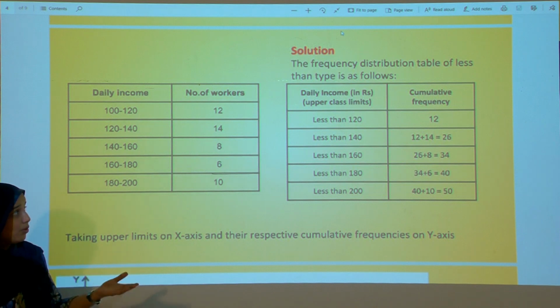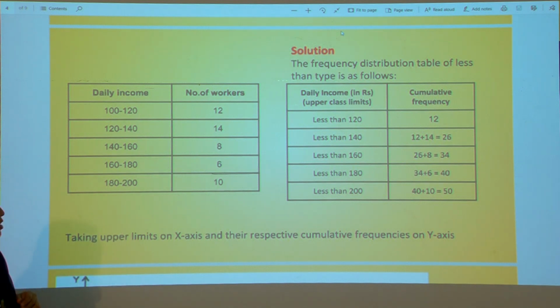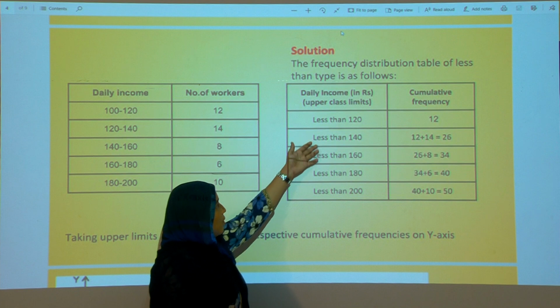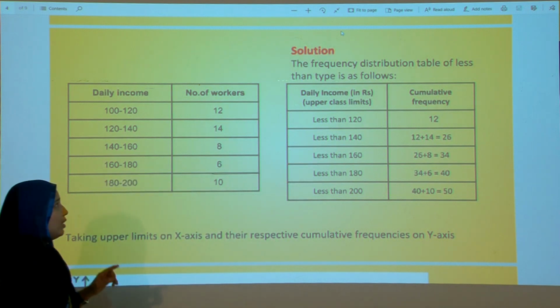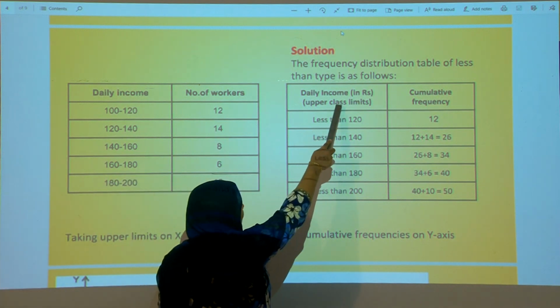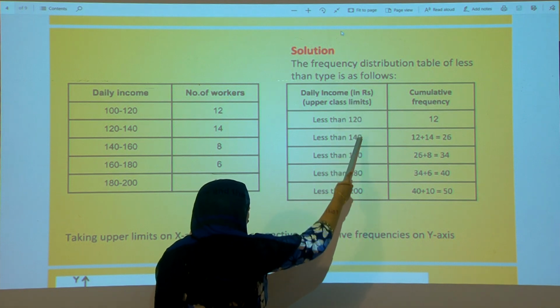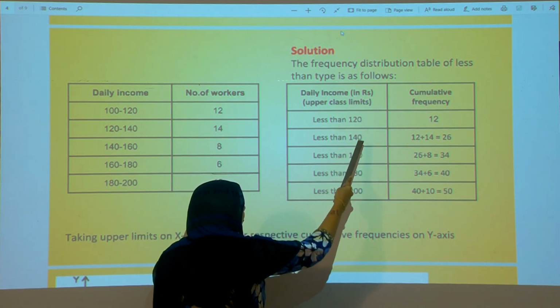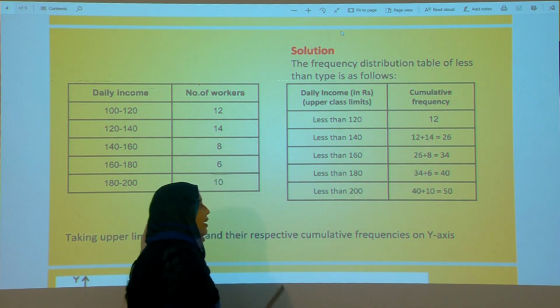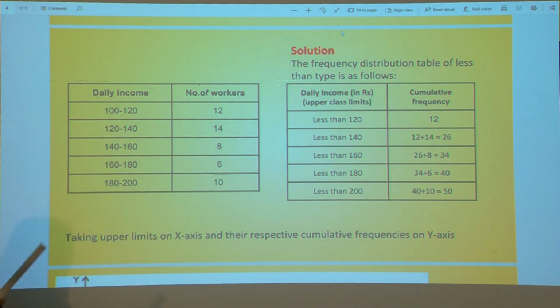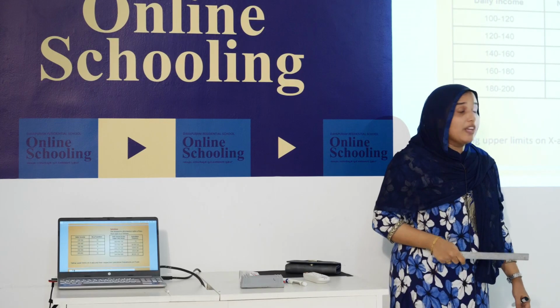And we want to draw a less than type ogive. So we write less than, and we write upper limits at the top, and all the upper limits 120, 140, 160, 180, 200. Next we want to form a new column with cumulative frequency.